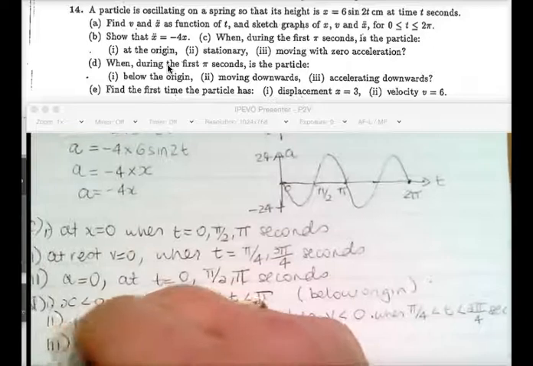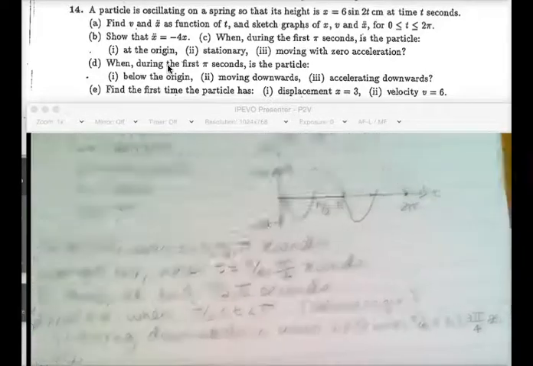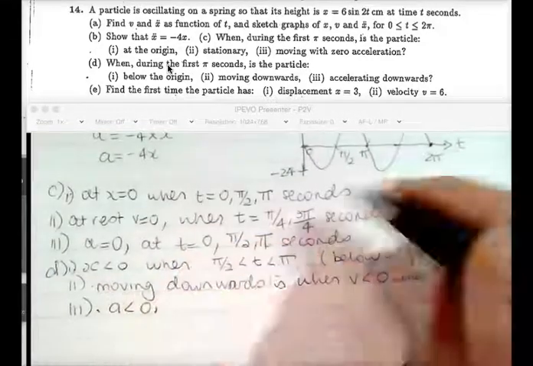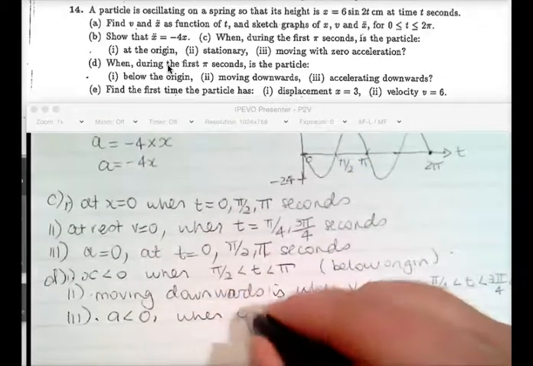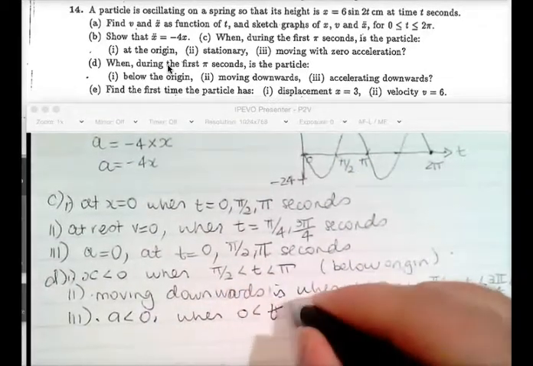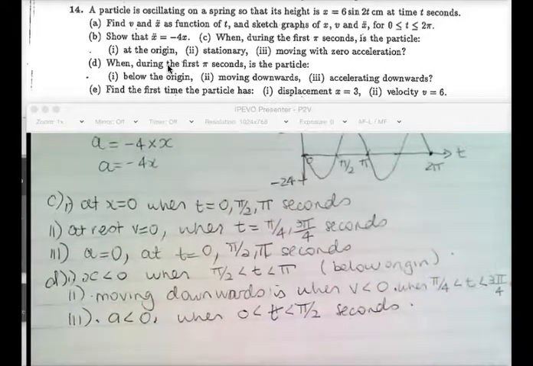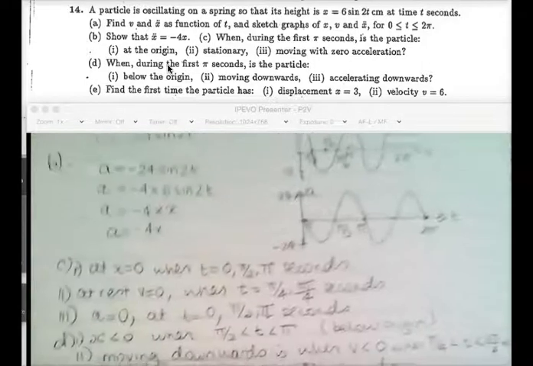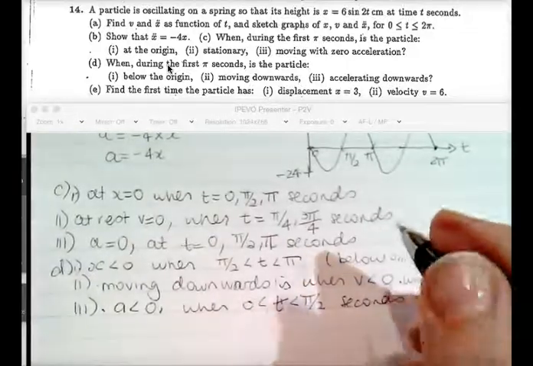And for part 3, when is the particle accelerating downwards? That's when acceleration is less than 0, and that's between 0 and pi on 2 seconds. So when t lies between 0 and pi on 2 seconds. Okay, now, so these are mainly interpreting the graph, okay? And I think that was part D, yes.